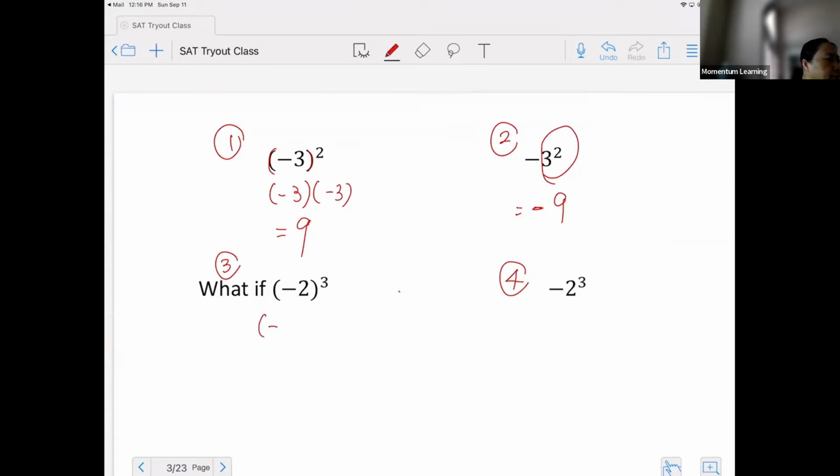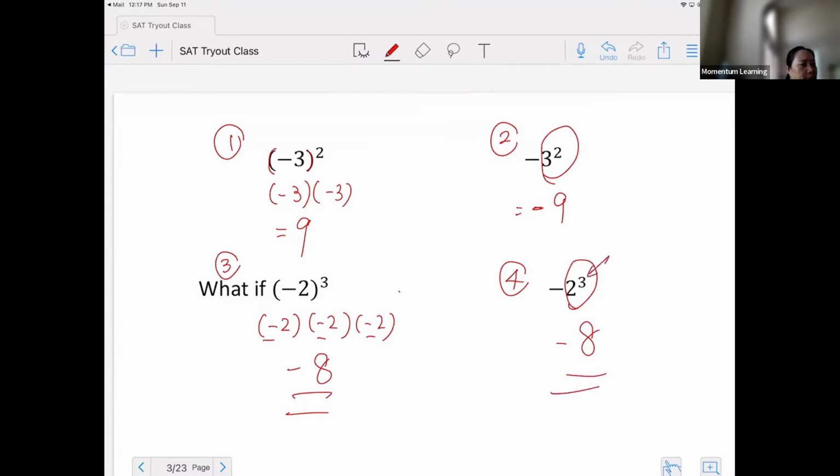So let me go over that. -2 cubed is -2 times -2 times -2. So an odd number of negatives is a negative number, -8. When you have this, remember, you do 2 cubed first, that's 8, and then the negative. So 3 and 4 are actually the same. When you have an odd exponent, negative inside or outside is actually the same. But if you have an even exponent, the negative inside the parentheses or outside will be different. Okay, very good.